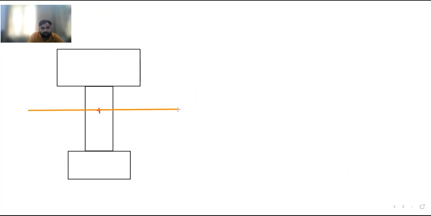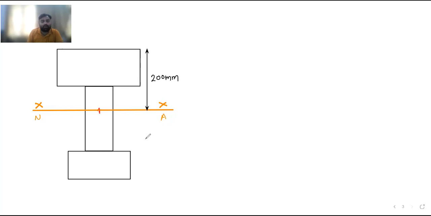So now I will draw the x-axis. This is the x-axis, which is passing through the centroid. We require only Ix, so I am only calculating that. This is our x-axis, and this is also called the neutral axis. And the distance of this from the top is nothing but your y bar, and this is 200 mm.